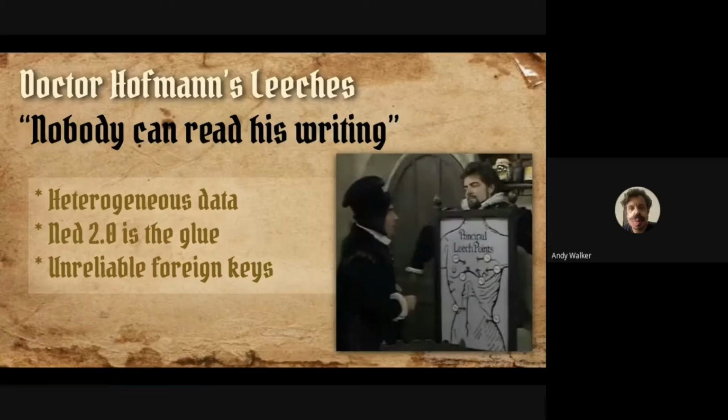Therefore, Ned 2.0 becomes the glue between the population data and the medical data, so that a request through to Ned can then be sent on via runner to Dr. Hoffman to answer it, and thereby combine the two requests and get some value out of it.